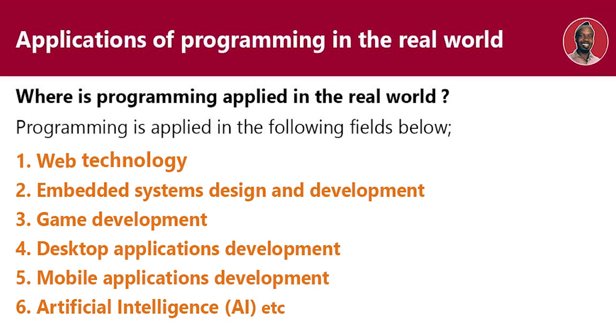Then number four, desktop applications development. So programming is also applied in developing applications that run on your desktop. For example, we have those Windows operating systems. They are developed using programming languages. We also have some other applications, softwares that you use like Word software. We also have Microsoft Access. We also have like Adobe Premiere Pro. All these applications are developed using programming languages.